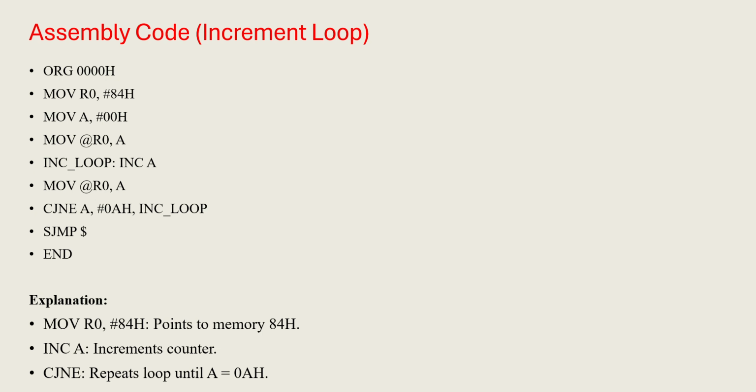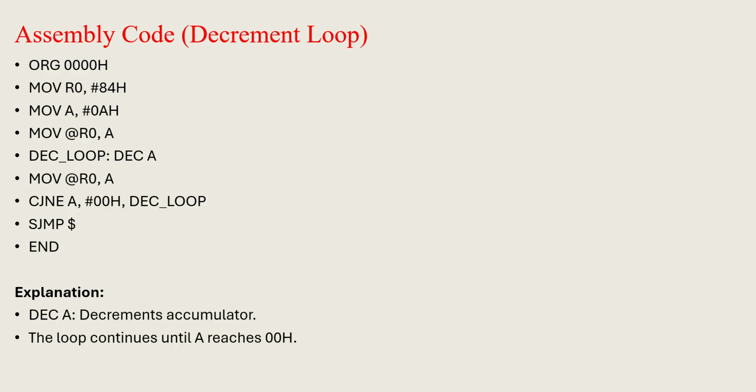The CJNE instruction checks whether A has reached 0Ah. If not, the program jumps back to the label increment loop. Finally, SJMP creates an infinite loop to stop further execution.